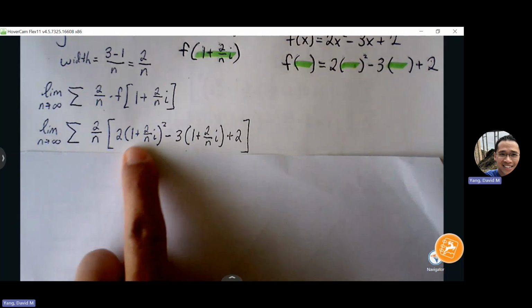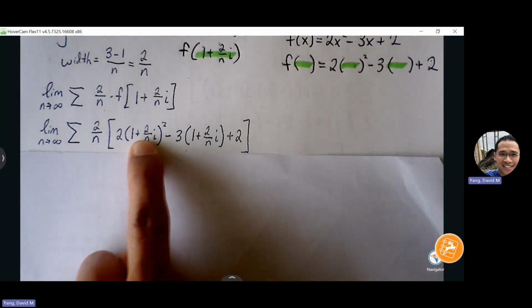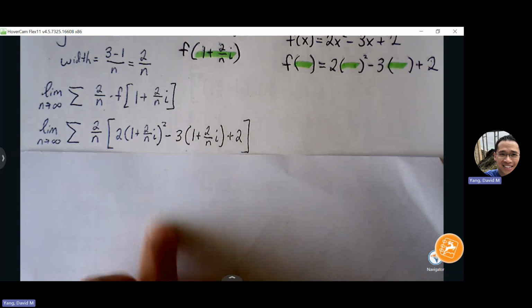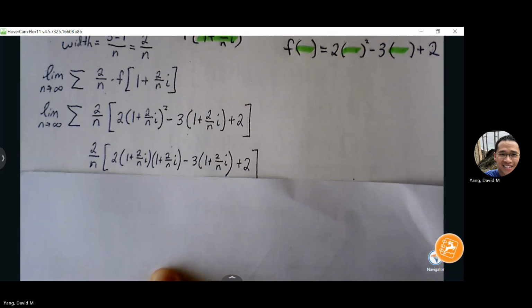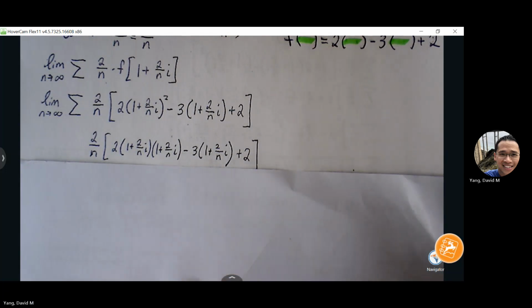Now we can FOIL this out. Make sure you don't just distribute the 2 through. You have to FOIL this out first before you distribute the 2. And I will provide you the limit definition. I'll provide you all the summation formulas, so you don't have to worry about memorizing anything for this process. You have to know how to get from one step to the next.